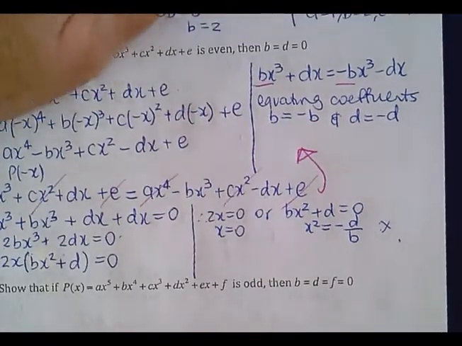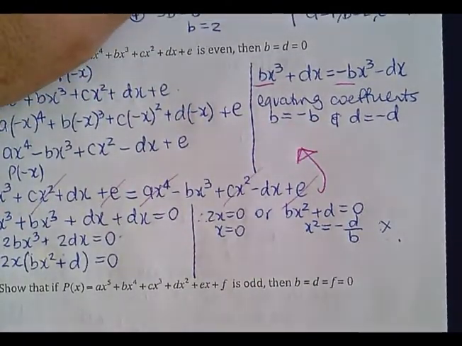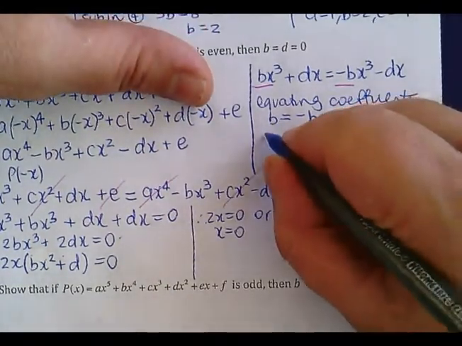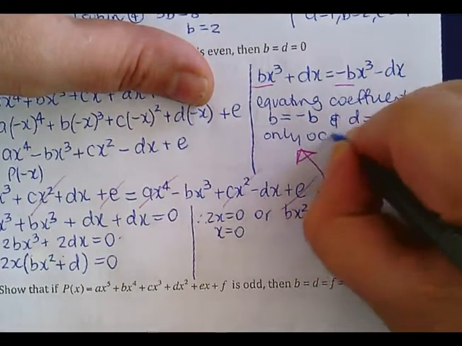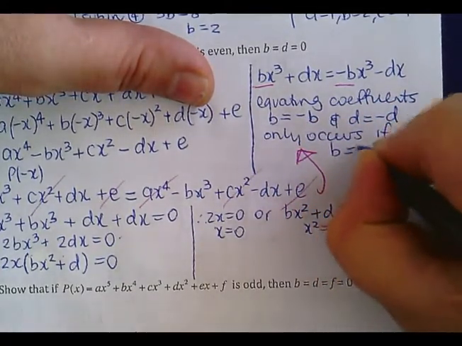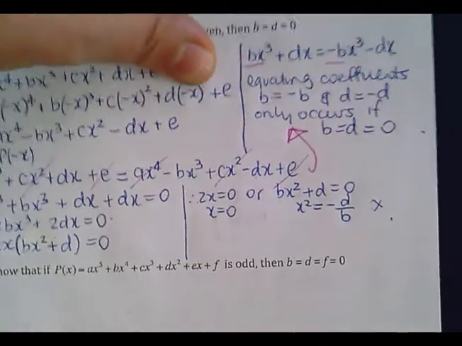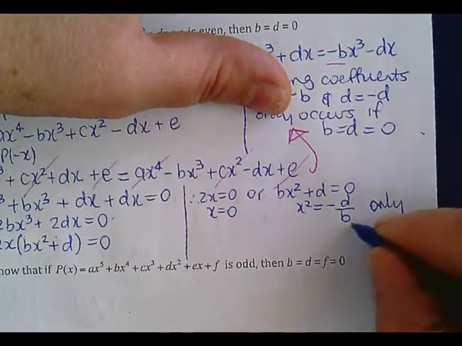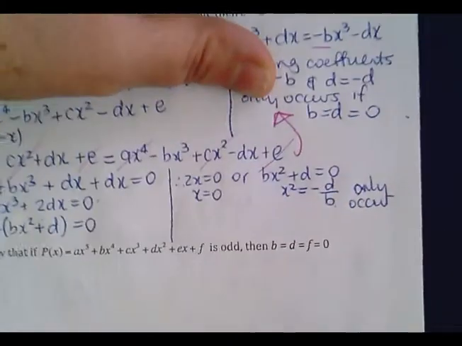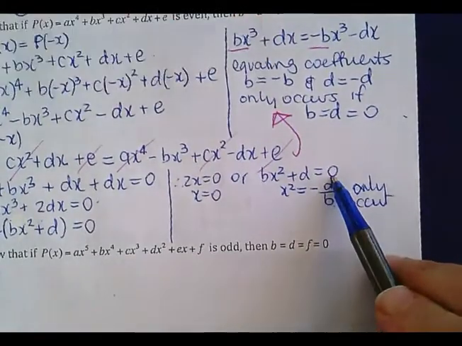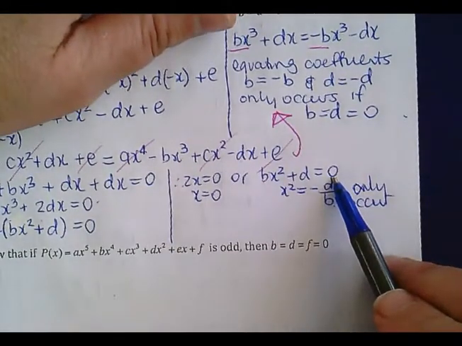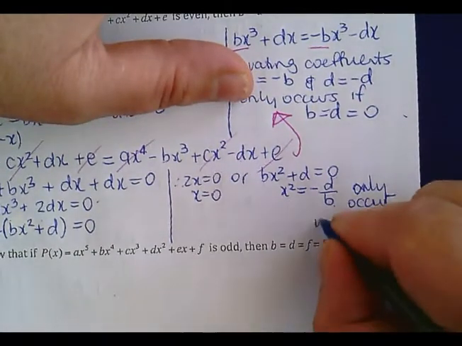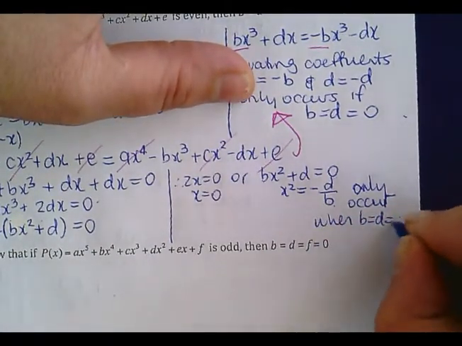The only way that D can equal negative D is if D is 0. So equating coefficients, B equals negative B, D equals negative D. This only occurs if B is equal to D, which equals 0. And same thing here as well. This won't occur if B equals D equals 1, or B equals D equals 2, or B equals D equals negative 1. That'll only occur when B equals D equals 0 as well.